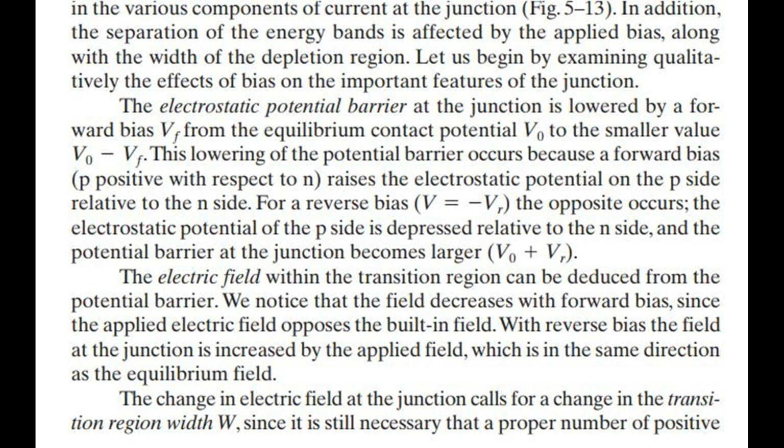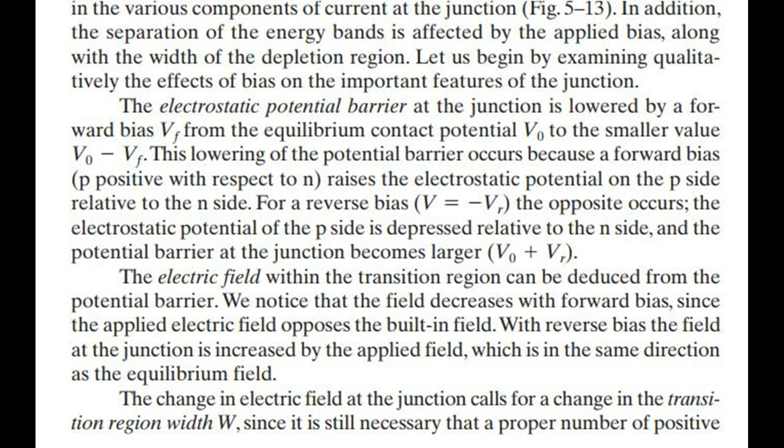Let us begin by examining qualitatively the effects of bias on the important features of the junction. The electrostatic potential barrier at the junction is lowered by a forward bias Vf from the equilibrium contact potential V0 to the smaller value V0 - Vf. This lowering of the potential barrier occurs because a forward bias, P positive with respect to N, raises the electrostatic potential on the P side relative to the N side. For a reverse bias, V equals -Vr, the opposite occurs, the electrostatic potential of the P side is depressed relative to the N side, and the potential barrier at the junction becomes larger, V0 + Vr.